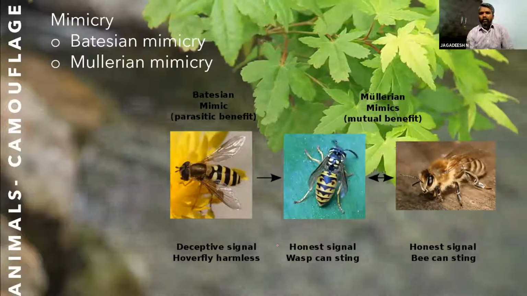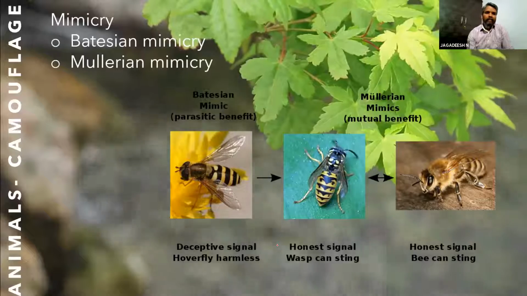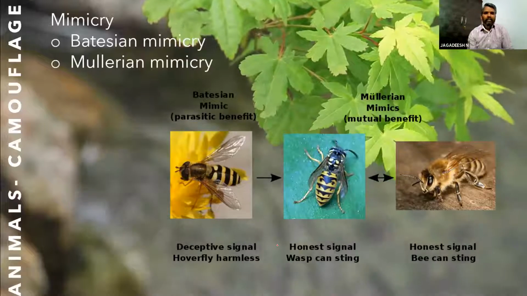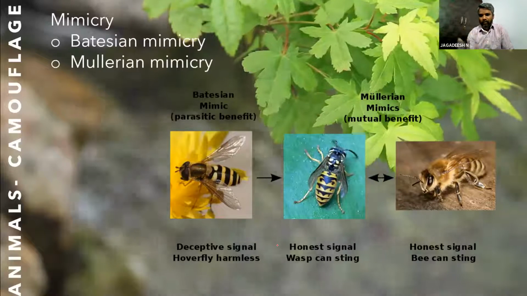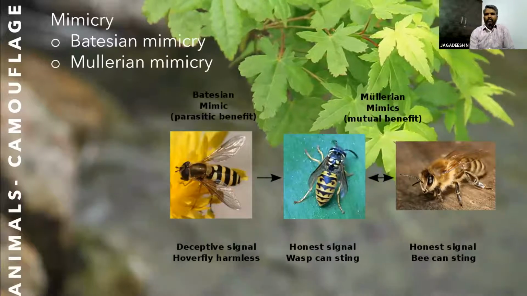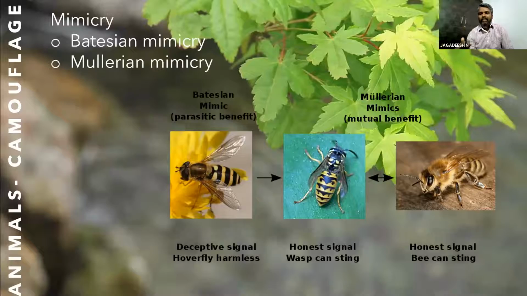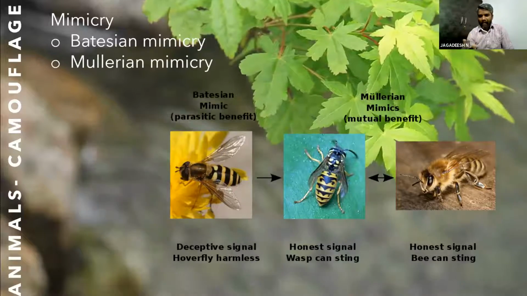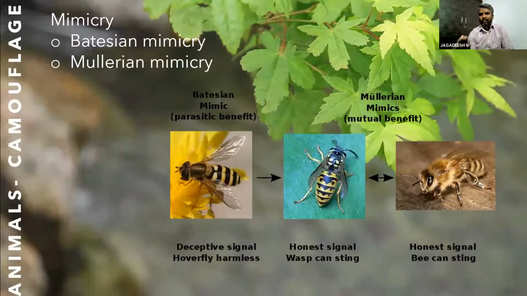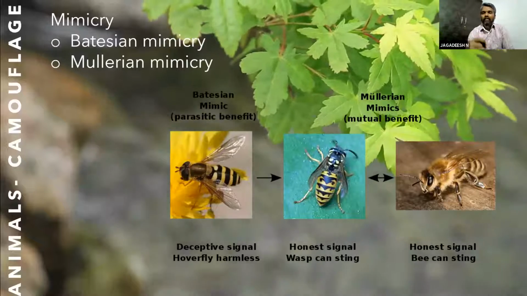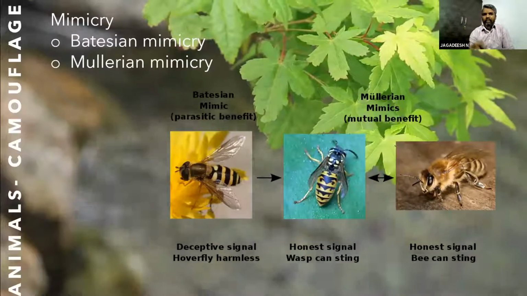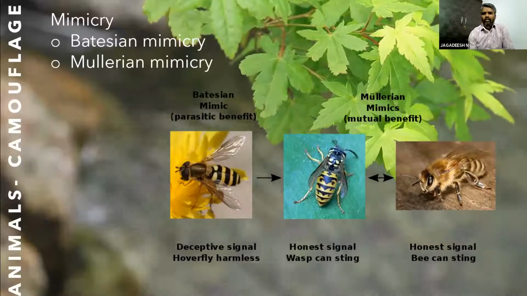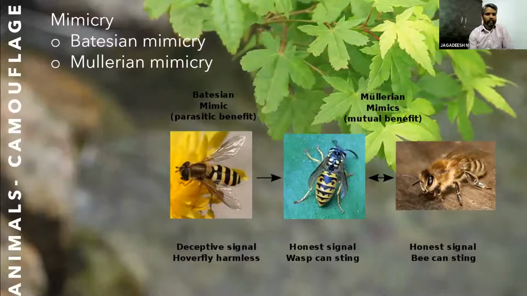So one important adaptation made by the animals is camouflaging. So camouflaging, do you know it? It is having the color of the background as their body color. It is called camouflaging.